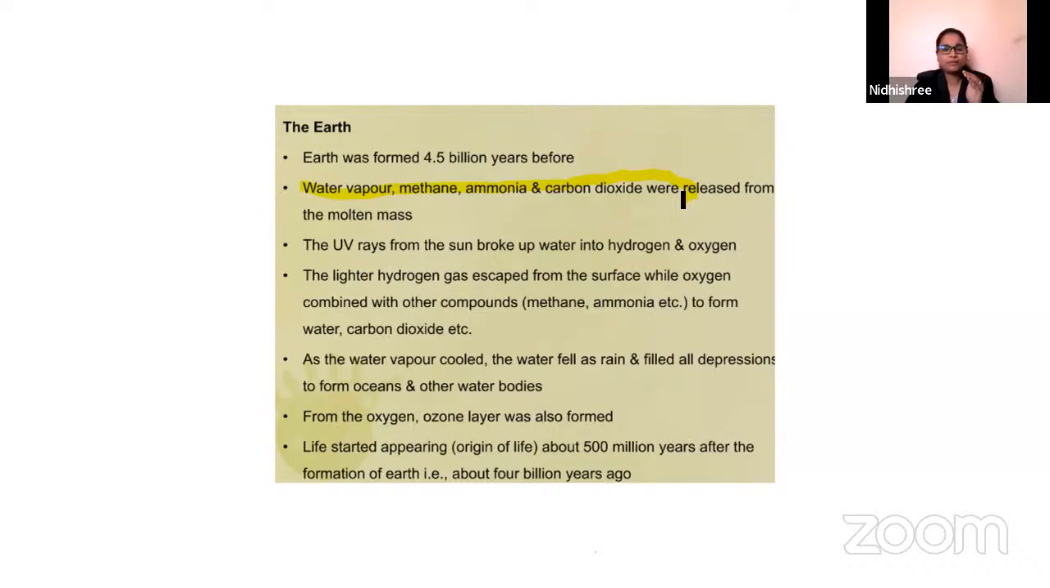Then as the water vapor cooled, the water fell as rain and filled all depressions to form oceans and other water bodies. So how did oceans and water bodies form? That is cooling of water vapor. From the oxygen, ozone was formed. Life started appearing about 500 million years ago. Keep it in mind. Earth was formed 4.5 billion years ago. Earth formation, Earth age. Life started 500 million years ago.